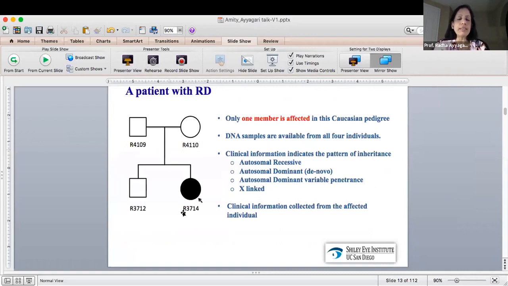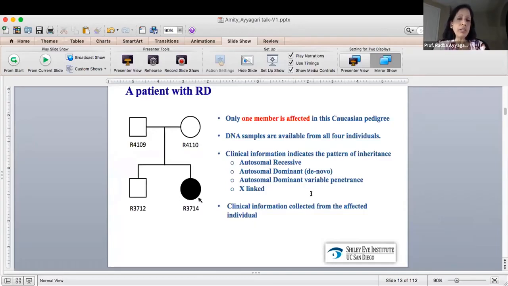So here, this is an individual. She is affected with retinal degeneration. She has no family history of retinal disease. If there is no family history, if parents are not affected, generally, it could be a recessive disease. That's the first guess. But since we have no information here, we also have to think it could be dominant because of a de novo mutation. That's a new mutation in this particular case, and that's why she has the disease and no other family members have it.